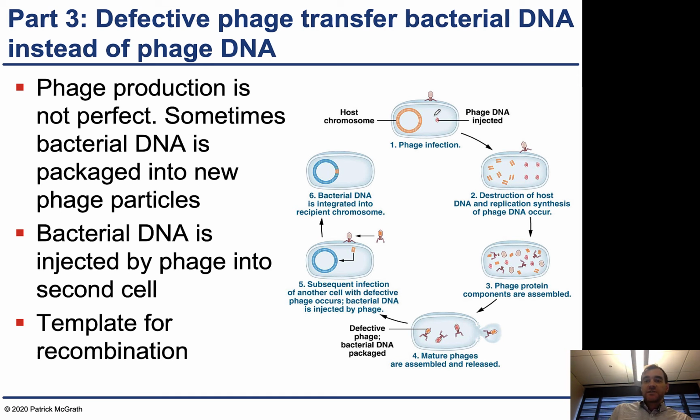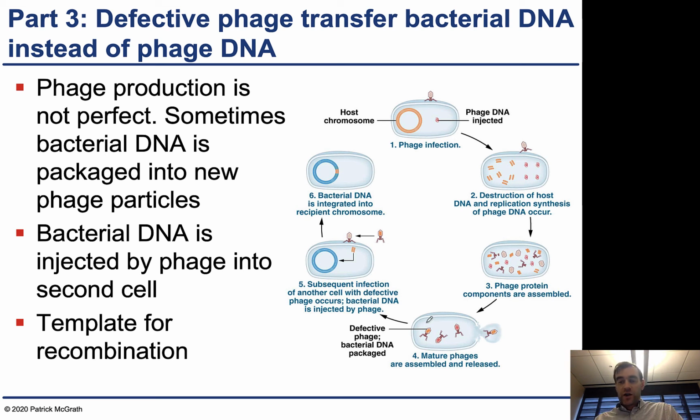This genetic exchange relies on the fact that phage production is not perfect. The goal is to produce a large number of viral particles that contain viral genome, but errors occur, and sometimes bacterial DNA is packaged into the new phage particles. So we see this life cycle. The phage infects the cell and injects the phage DNA. This DNA is transcribed and translated into proteins. Again, the host genome is degraded. The viral DNA is reproduced to create a large number of copies. Phage protein components are produced, and they begin to be assembled into mature phage particles.